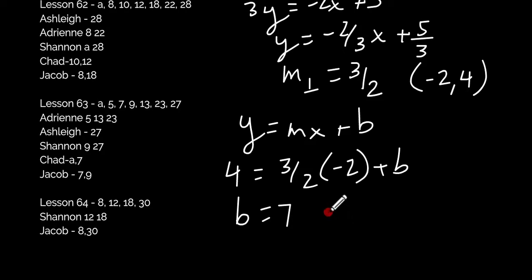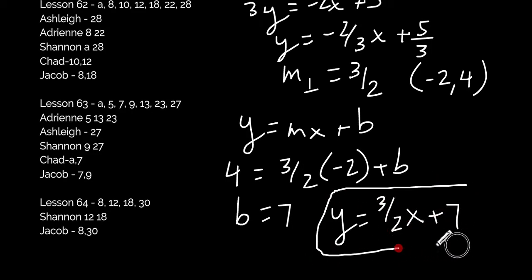And you put the slope and the new y-intercept in. Y equals 3/2, this is your perpendicular slope, plus 7. And that's the equation of a line that goes through the point negative 2, 4, but is perpendicular, which would mean it would have the opposite inverse, negative inverse of the slope.